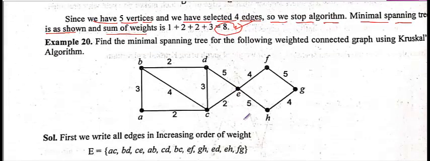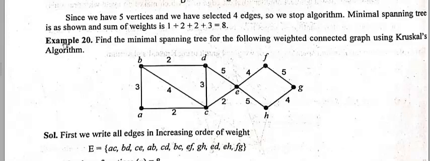So there is another example. Example number 20. The same thing you can do here. And what is the question? Let's start with the question. The question is: find the minimal spanning tree for the following weighted connected graph using Kruskal algorithm. The same thing you will do here.